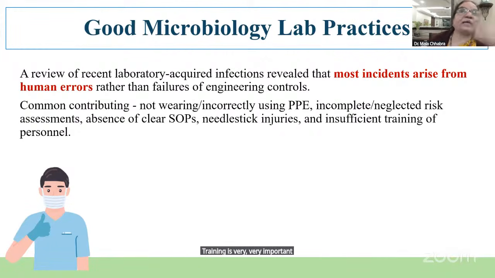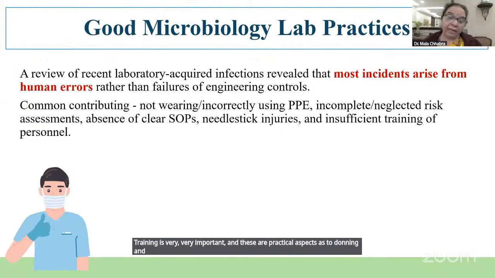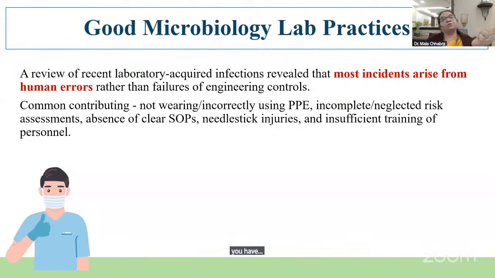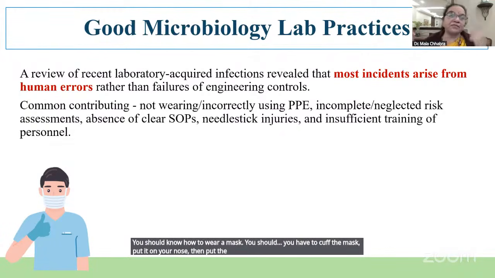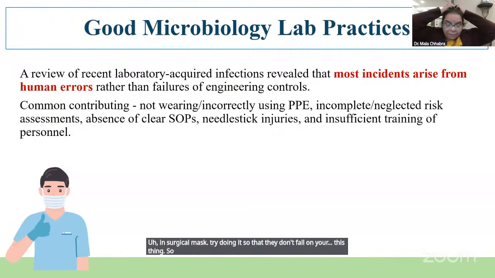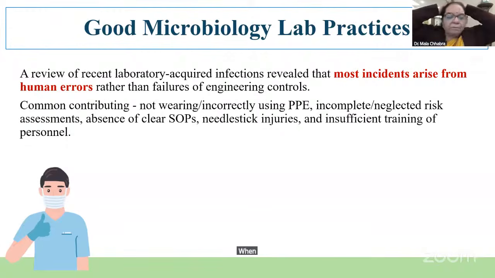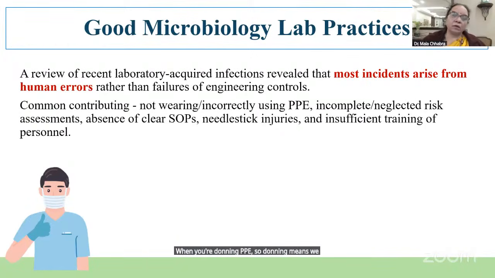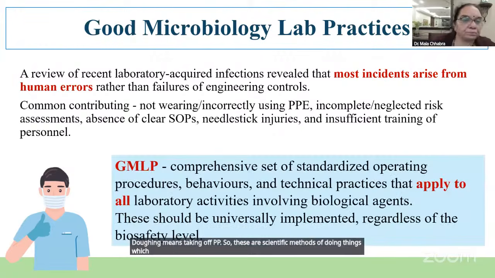And these are practical aspects of donning and doffing of PPE. You should know how to wear a glove. You should know how to wear a mask. You have to cup the mask, put it on your nose, then put the strings. Which string first, which string second, in an N95 and in a surgical mask. Try doing it so that they don't fall on your face. So you have to tie the upper string first when you're donning PPE. Donning means wearing PPE, doffing means taking off PPE. So these are scientific methods of doing things which practically you should do, right?